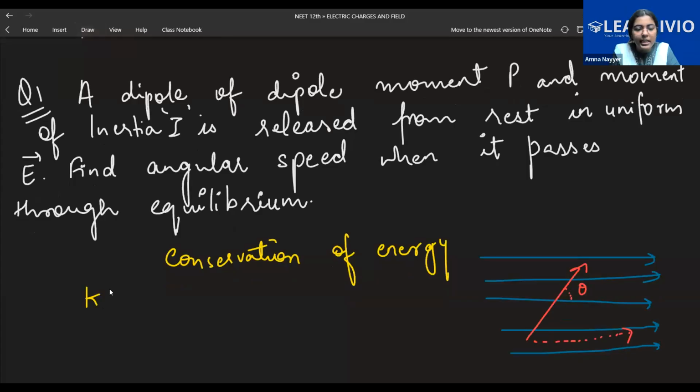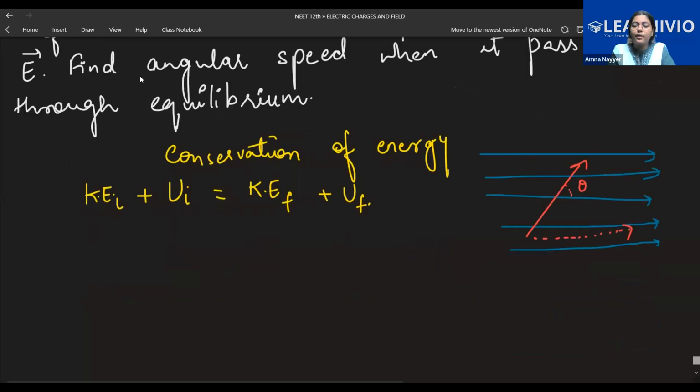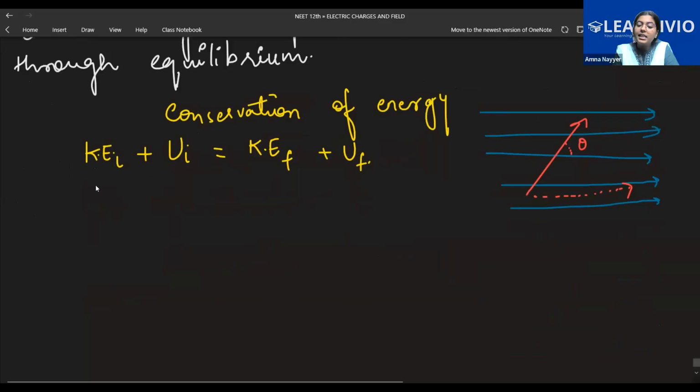Initial kinetic energy plus initial potential energy is equal to final kinetic energy plus final potential energy. Okay. So what will be the initial kinetic energy, class? When the dipole is at rest, it has not moved like this. The initial kinetic energy will be 0.